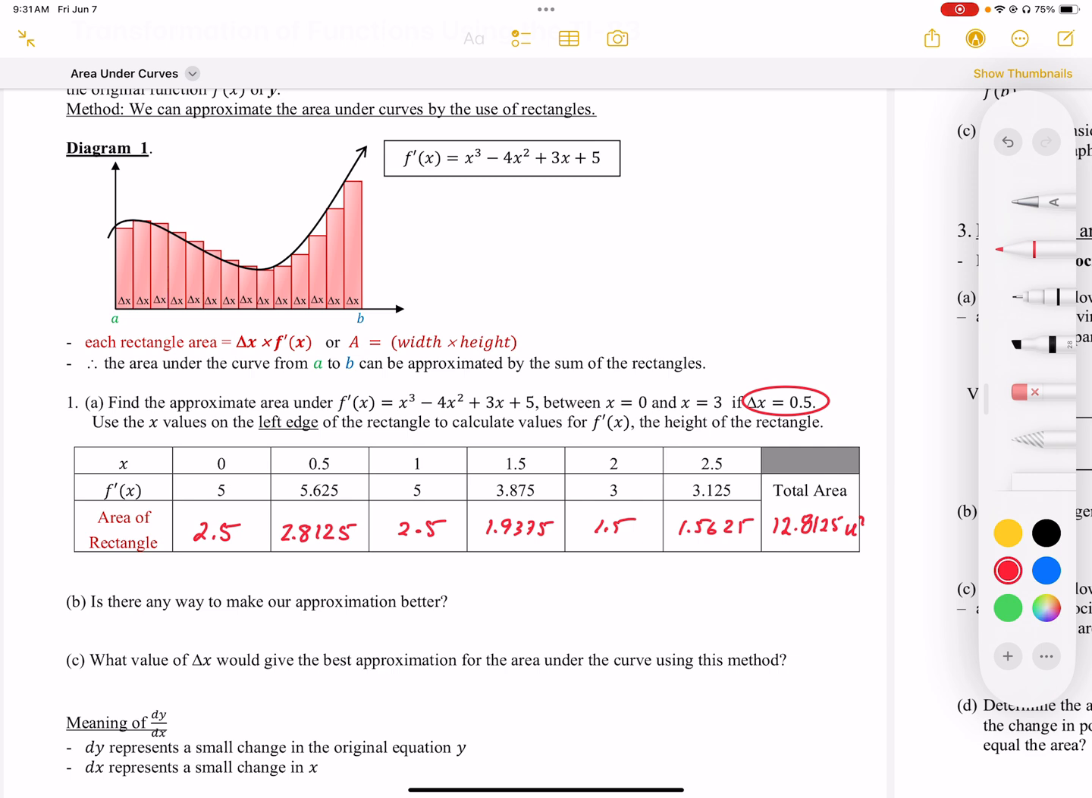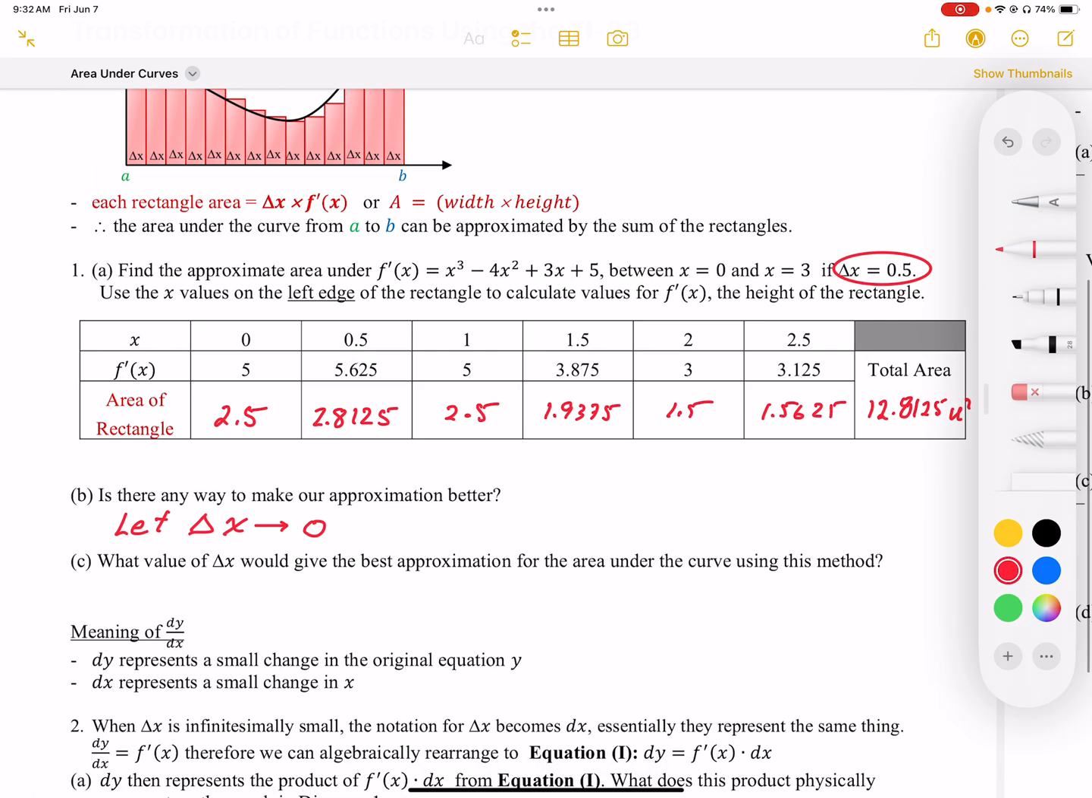So how can we make these approximations better? So how can we make these rectangles fit better and better under that curve? Well, we can do that by letting our delta x approach 0. The thinner those rectangles are, the better it's going to fit that curve. And if we let those rectangles essentially go to 0, we can pretty much fit the curve perfectly. And so the value of delta x that would give the best approximation of the area using this method would be delta x equals 0.